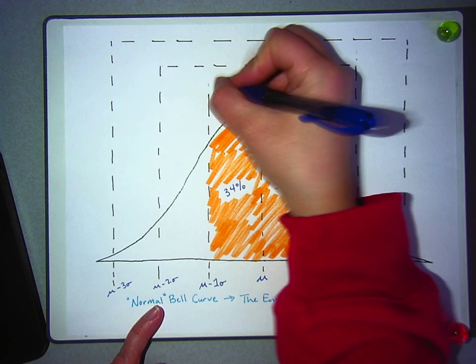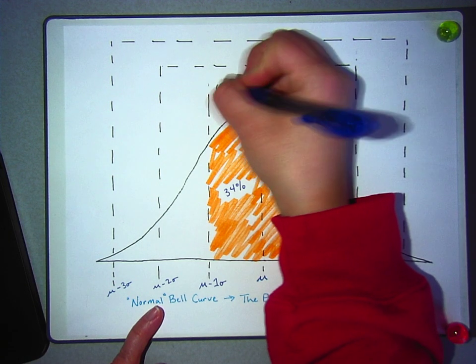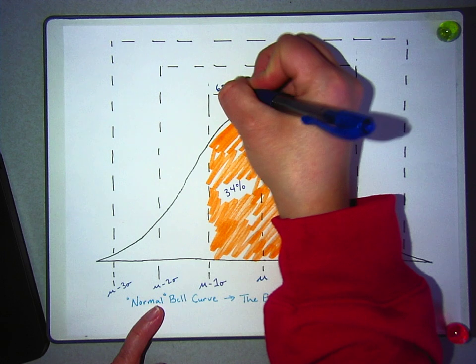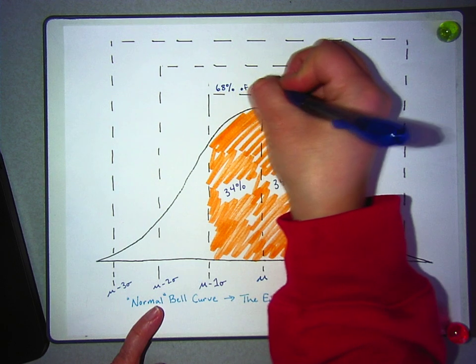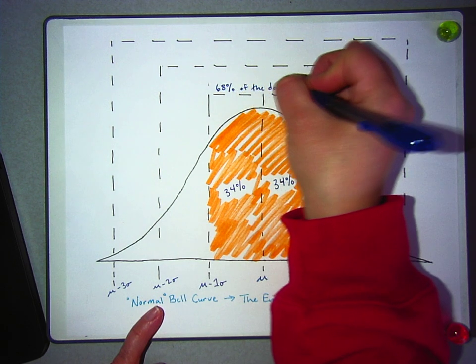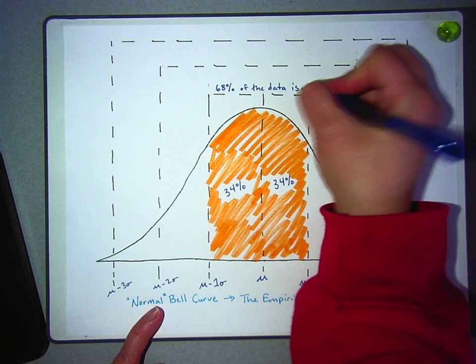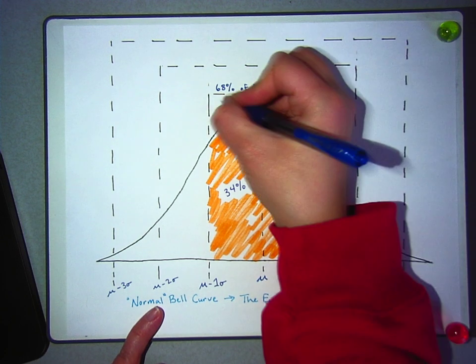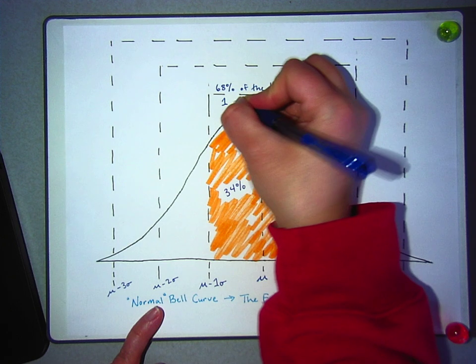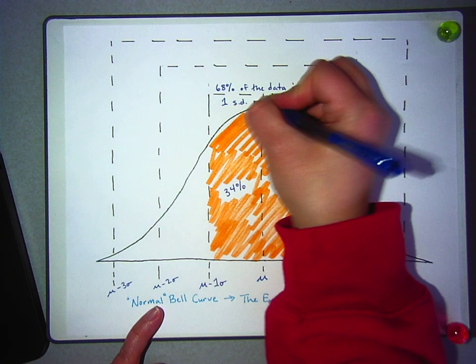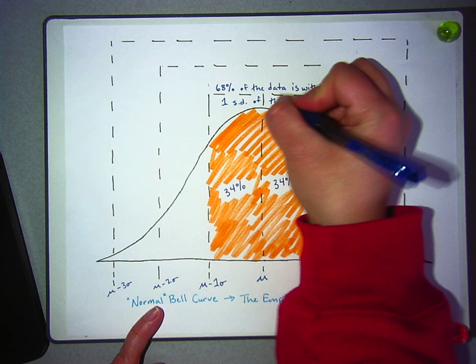And then up here I'm going to write that 68% of the data is within 1 standard deviation of the mean.